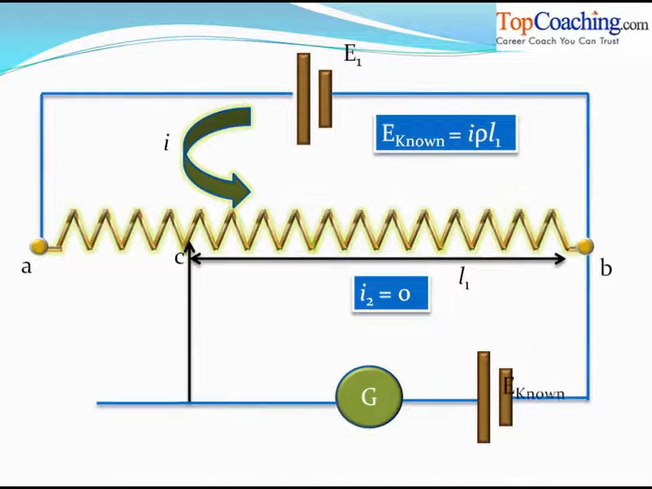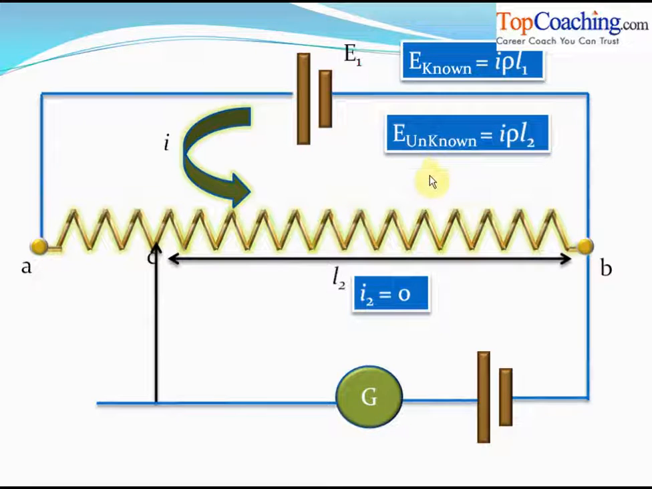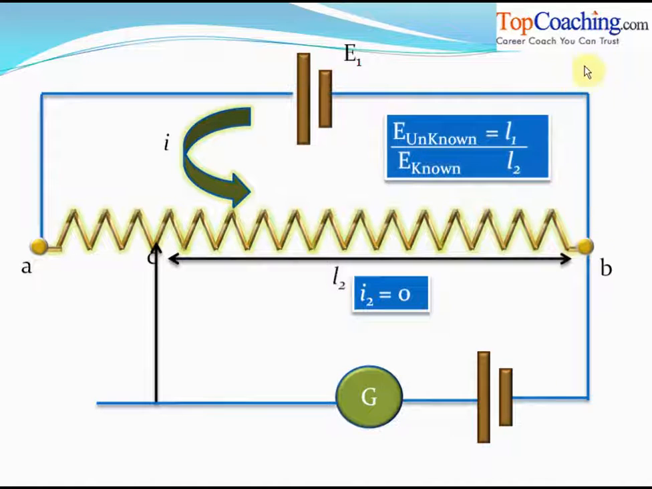Then we put an unknown battery, just like our E2 unknown battery, and we again find the point at which I2 is 0, the current through the second loop is 0. For that point we again say that E unknown is I times rho into L2, because L2 is the distance between C and B in this case. And now we say that E unknown by E known is L2 by L1. Understood? And that is how we determine the EMF of an unknown battery.